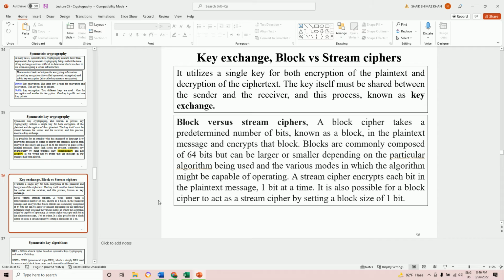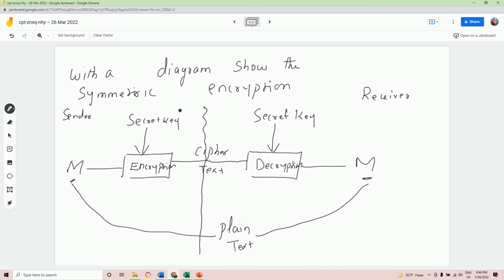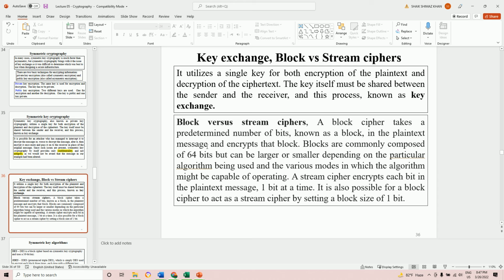Next one is, so what is a key exchange? It utilizes a single key for both encryption of the plain text and decryption of the cipher text. So please understand, in the symmetric encryption technique, for both encryption and decryption, the same key is used, and the key has to be sent to the receiver. So the sender and the receiver, they have to share the same key. Sharing, that is called key exchange. The key must be shared between the sender and the receiver, and this process is called key exchange.